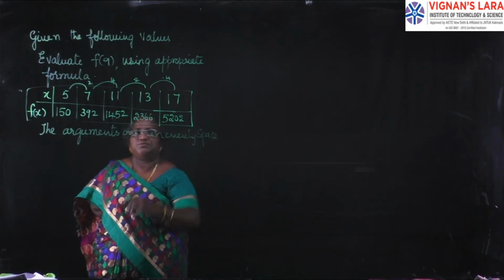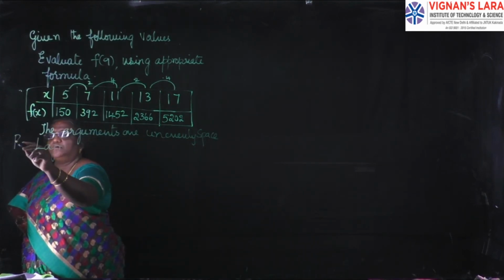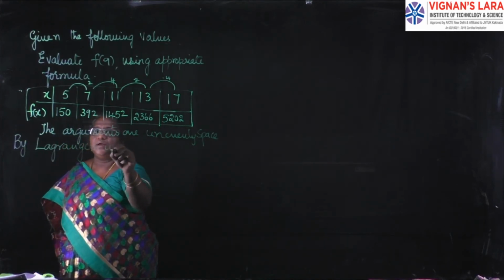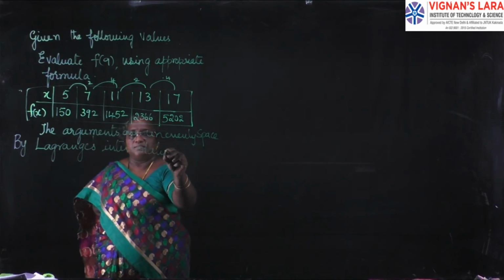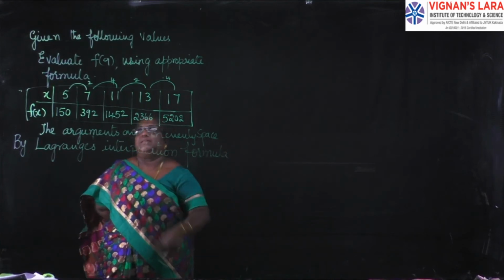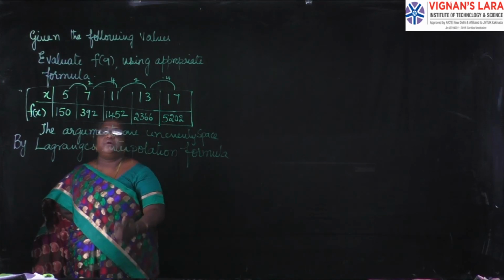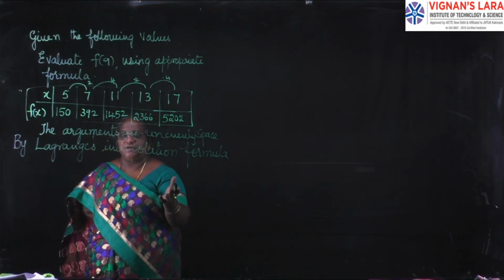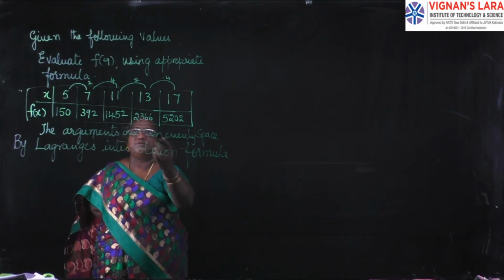So which formula suits this? Only Lagrange's interpolation formula. So by Lagrange's interpolation formula, we are going to find f of 9. Here he didn't ask you to find the polynomial. Anywhere you don't observe a request to find the polynomial and hence find the value, there is no need to find the polynomial here. Directly you can substitute 9 instead of x.